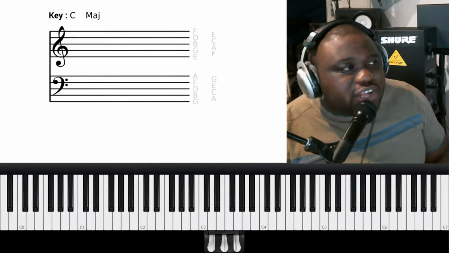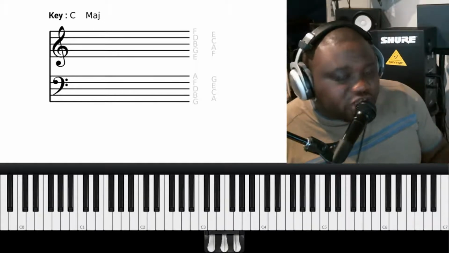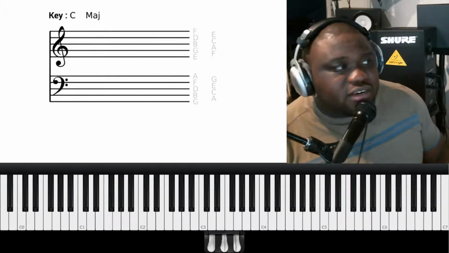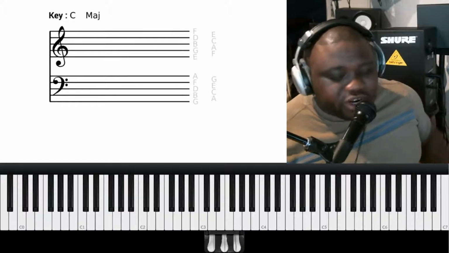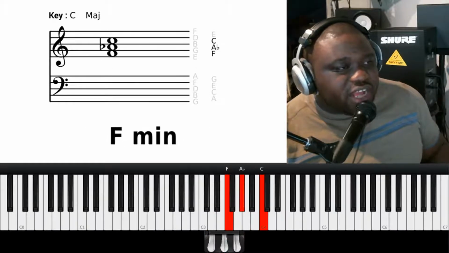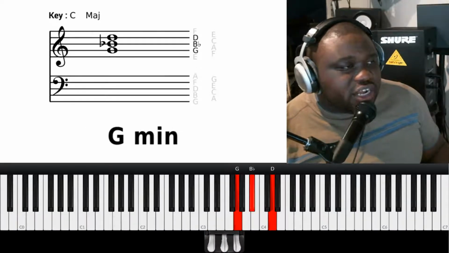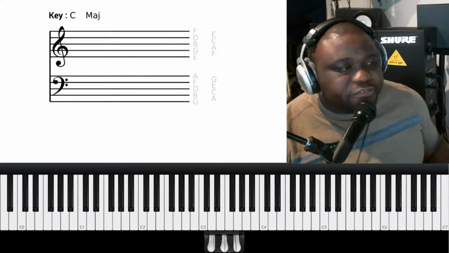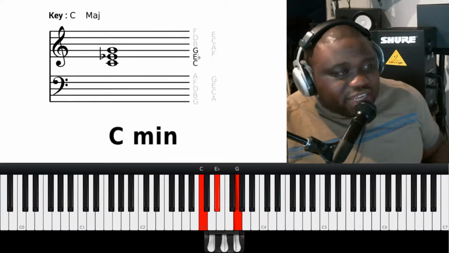Well, how do minors relate to the 7th? Same thing, but you simply just minor your chord. For example, C minor, half step down, right? F minor, half step down. G minor, half step down. Simple, not hard. So the same thing is just minored.